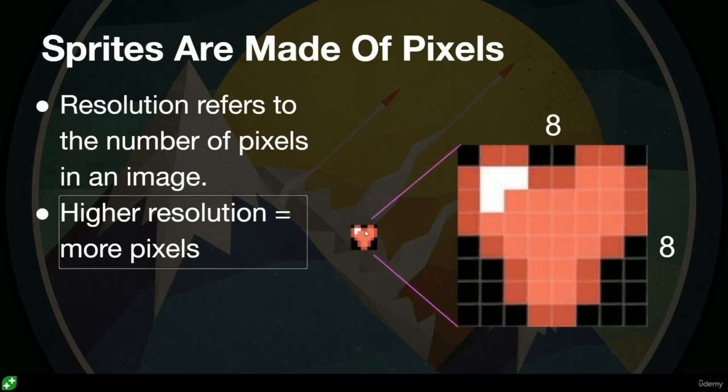If we use my little example here of a heart, you can see that it's an 8 by 8. So there's 64 pixels within my object here. 1, 2, 3, 4, 5, and so on. And pixels have certain information. So this pixel is black, this pixel is red, and so on. Okay, so that's one piece of information I want you to understand.